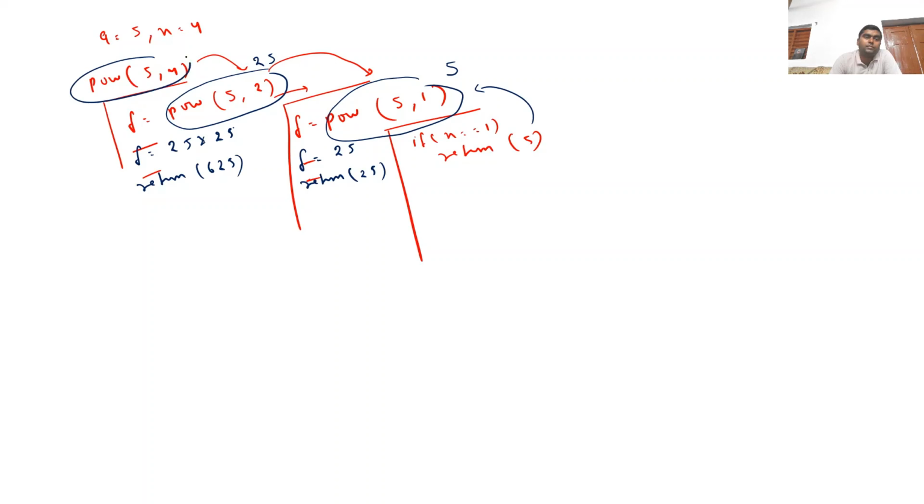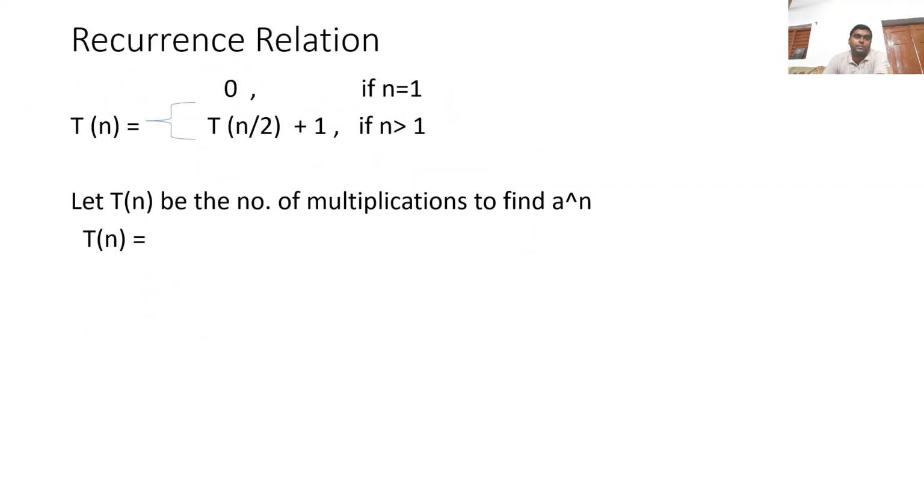So finally the result of this particular thing is 625. As we are very much aware that 5 raised to the power 4 is going to be 625. So this is by using divide and conquer. Now let us analyze the complexity of this algorithm, and see whether it is better or not as compared to the without divide and conquer strategy. So let us see.